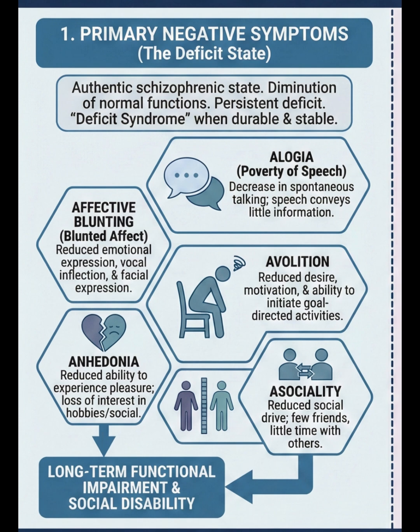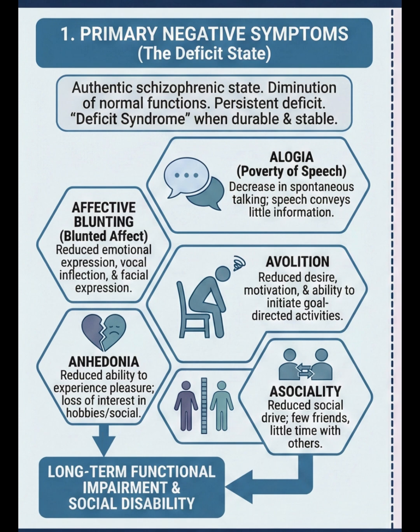Second is affective blunting, where the range of emotional expression and facial reactivity is reduced. Third is avolition, which is a reduced desire to initiate or persist in goal-directed activities like hygiene. Fourth is anhedonia, which is the reduced ability to experience pleasure. And fifth is asociality, or a lack of social drive.